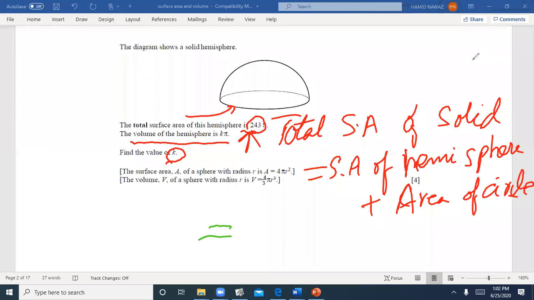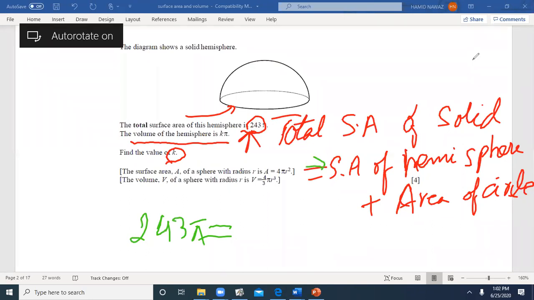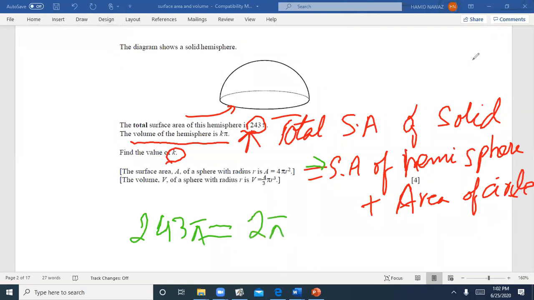So the total surface area is 243 pi. You can raise your hand if you have any questions. Surface area of hemisphere, there it is. Surface area of hemisphere will become what? 2 pi r squared, plus area of a circle, that is pi r squared. So this is 1 pi r squared. Then it will become what? 3 pi r squared, because pi r squared are the variables.